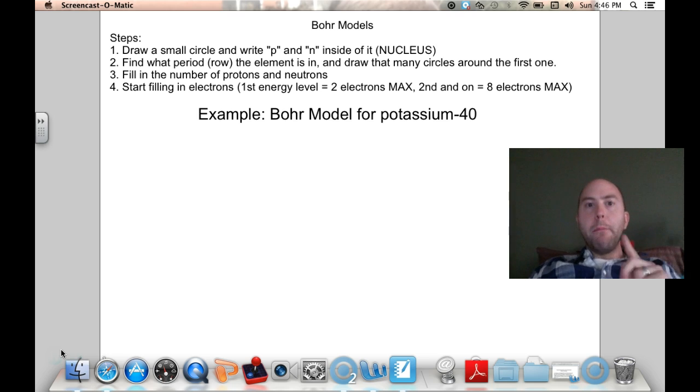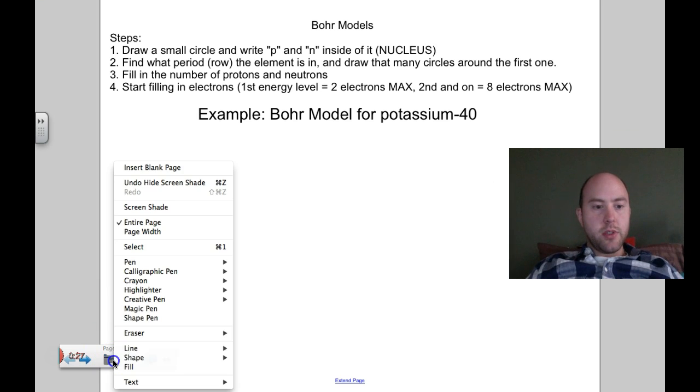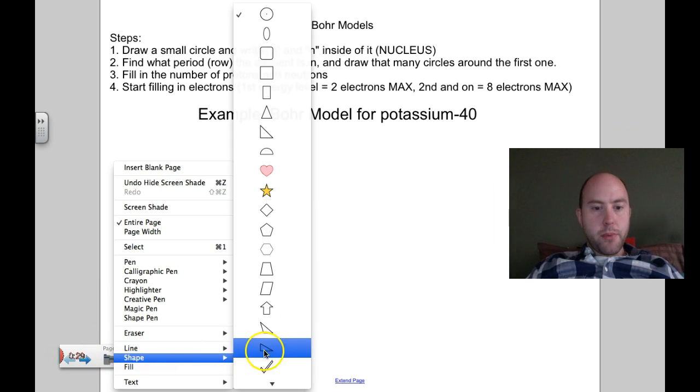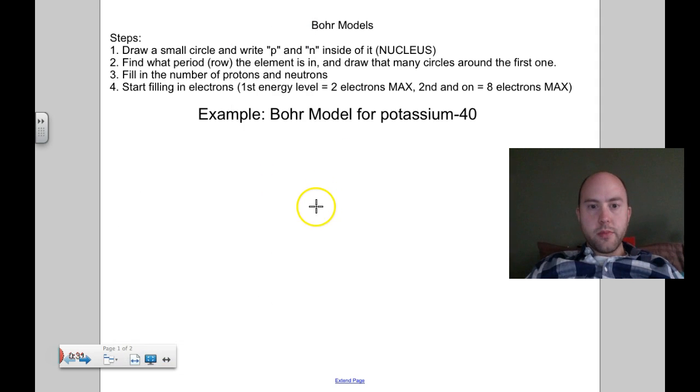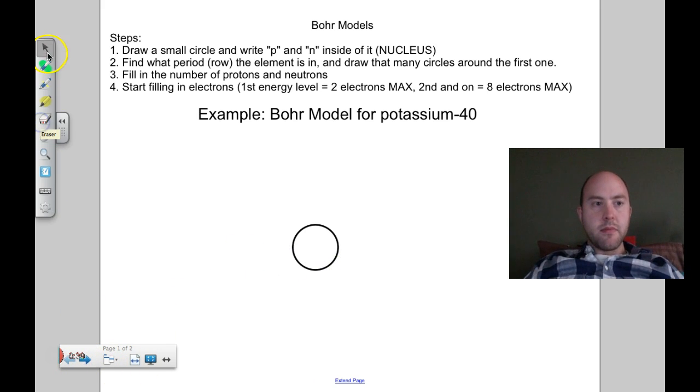Number 1, make a small circle, but big enough you can write the letters P and N on the inside. The P is for protons, the N is for neutrons. This is going to be your nucleus. So, to do this, I need shape. Circle. And I need plenty of room, so I'll go like that. Okay. Then I'm going to put P and N on the inside. P, N.